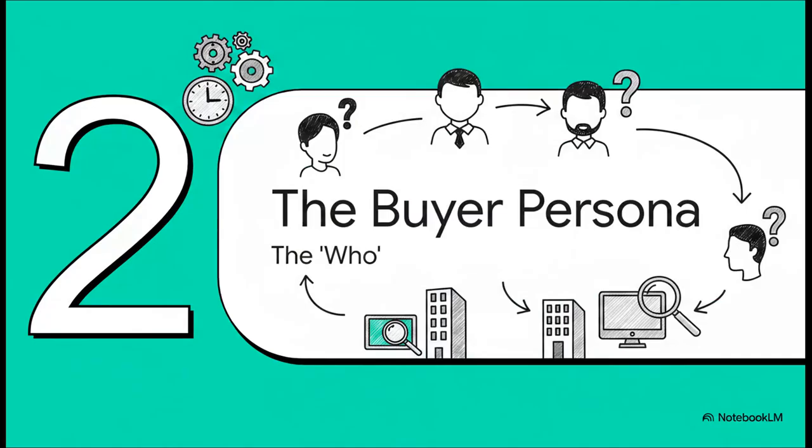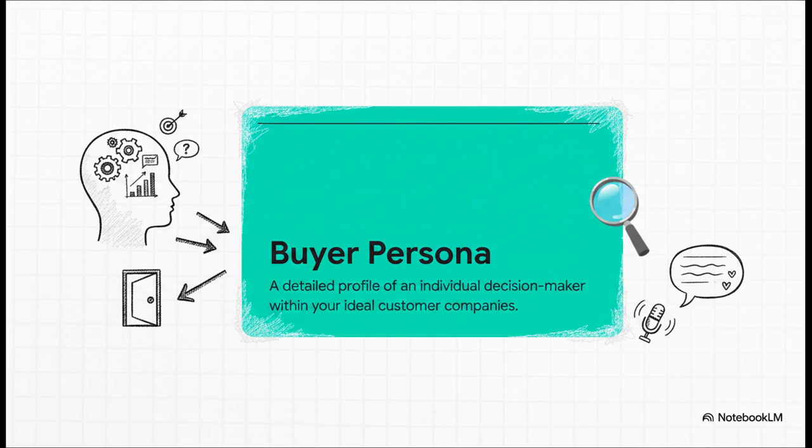All right, so you've used your ICP to pinpoint the right companies. Fantastic. Now the question is, who do you actually talk to once you're inside? And that brings us to part two, the buyer persona. This is all about the who. So a buyer persona is basically a deep dive profile of a specific person you need to convince.